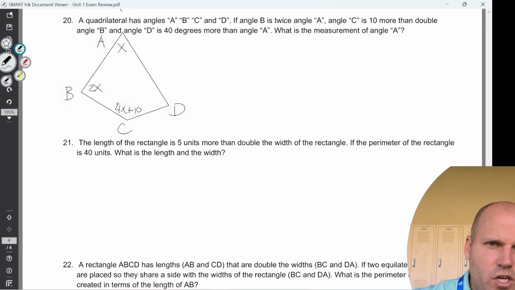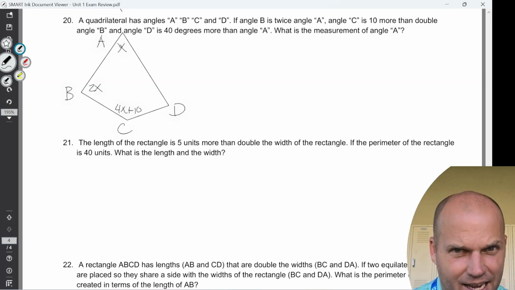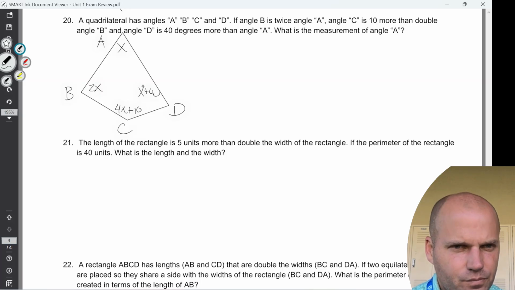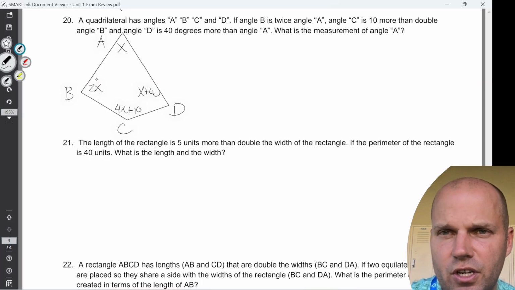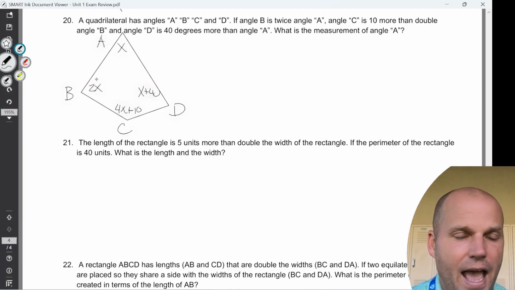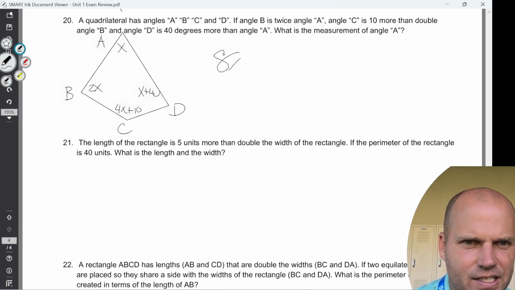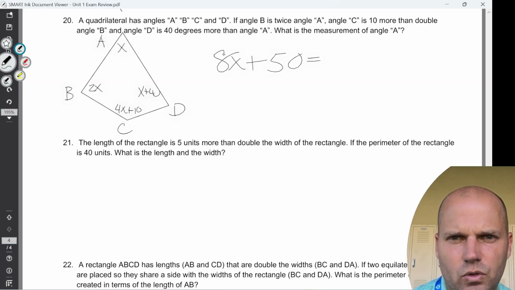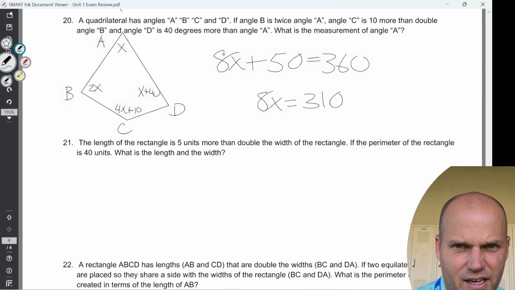Angle D is 40 degrees more than angle A. Pay attention to it. Angle A, I said, is X. So that means angle D is X plus 40. Adding all these angles up has to equal 360 degrees because a quadrilateral is two different triangles added up together. So I have 4, 5, 6, 7, 8 X's plus 50 equals 360. 8 X's equals 310. Is that right?